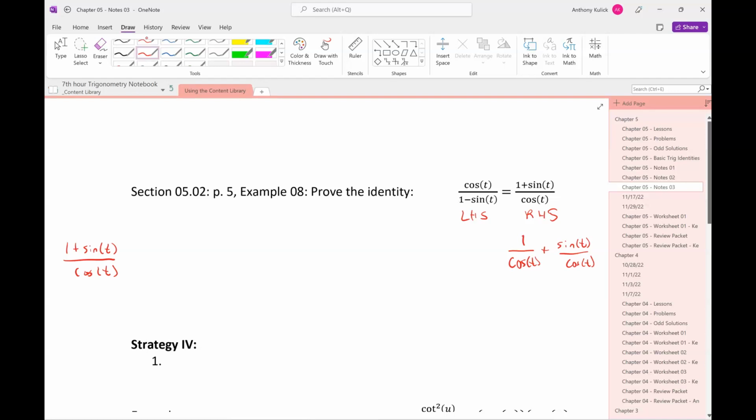Multiply 1 minus... Oh, I see. So you're not talking about reducing then. You're talking about doing something else, which is great. That is a good idea. I like that idea a lot, but there's no reducing I can do here. There's not something I can cancel like that. But your idea of multiplying the top and bottom by 1 minus sine t is excellent.